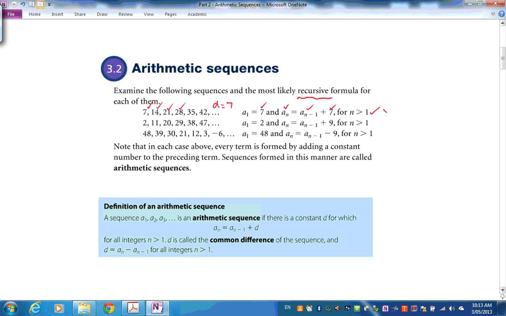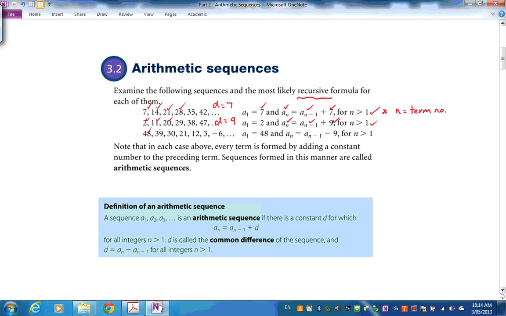This is usual in sequence work because n is the term number, so you don't have a negative number of terms. So n has to always be greater than 1. It starts at the first term. And then look, we've got 2, 11, 20. So the common difference is 9 there, going up by 9. So any term is the preceding one plus 9, again for n greater than 1.